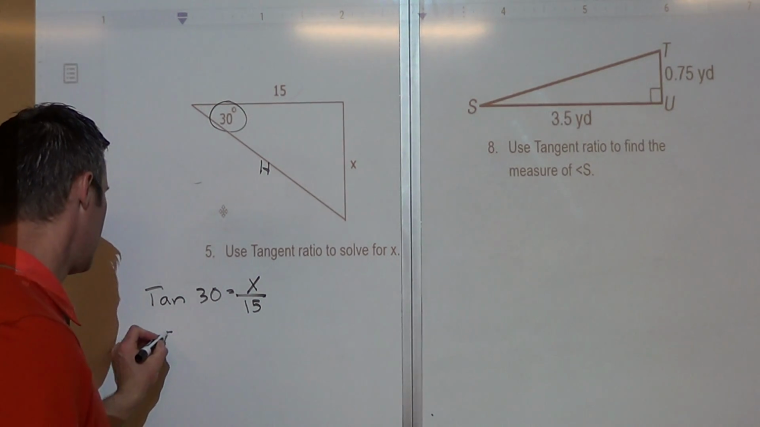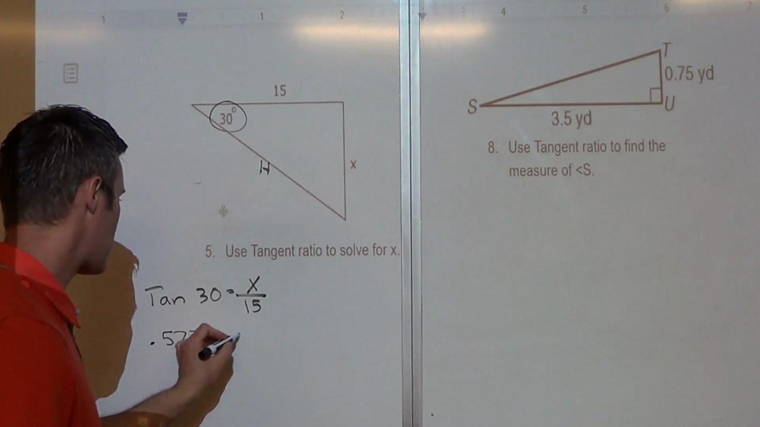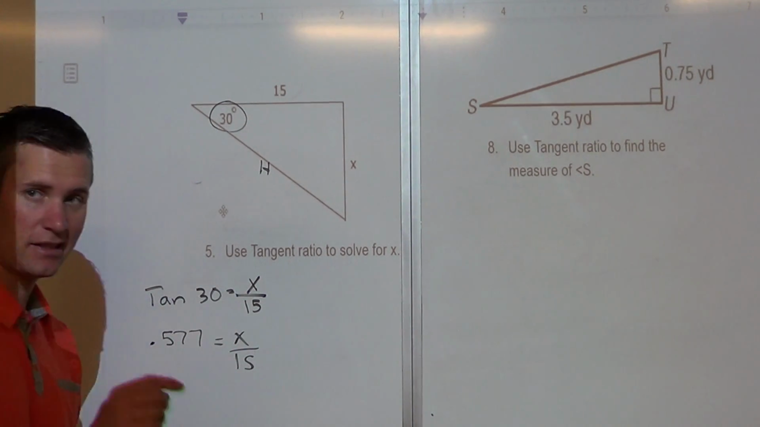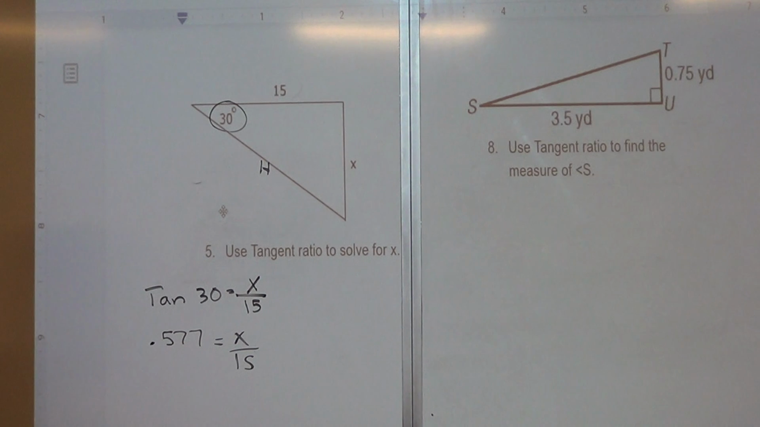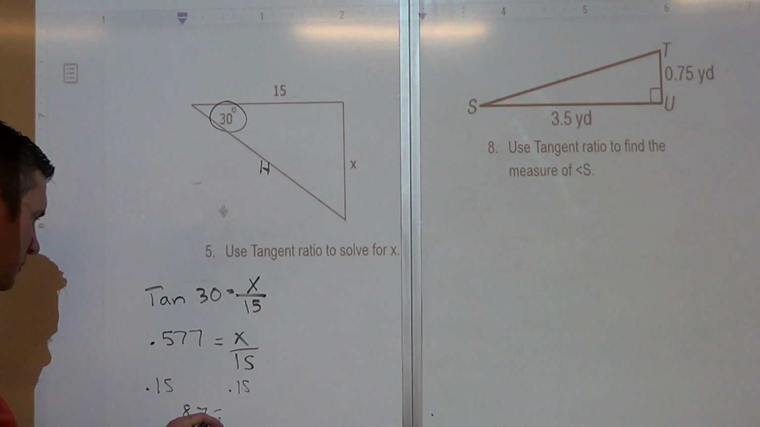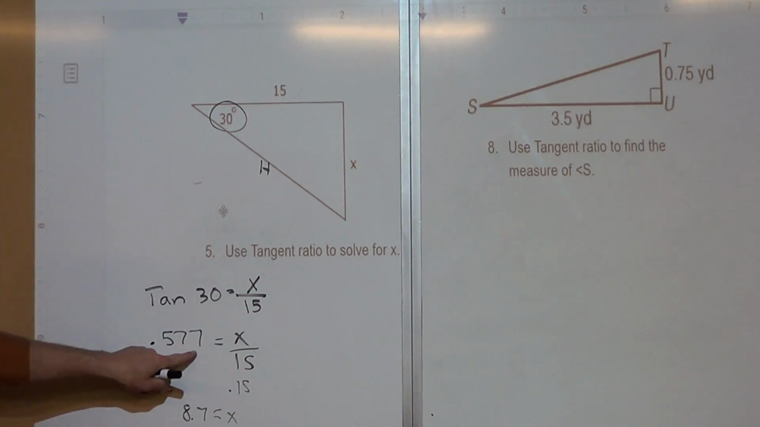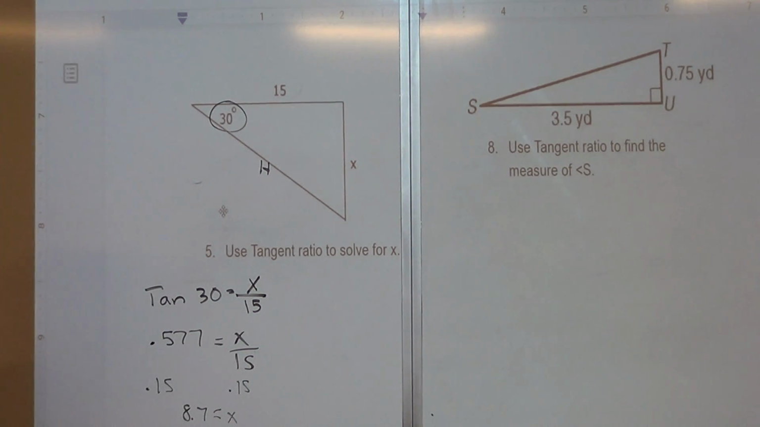Tangent 30 is equal to 0.577 right here. So again, type this in. Make sure on your calculator that it's in degrees. Otherwise, you're going to have some issues. It won't give you the right answer. So then I solve. How do I get rid of 15? I times it by 15. So times it by 15. And this should equal 8.7 equals x. I go 0.577 times 15 and get 8.7.